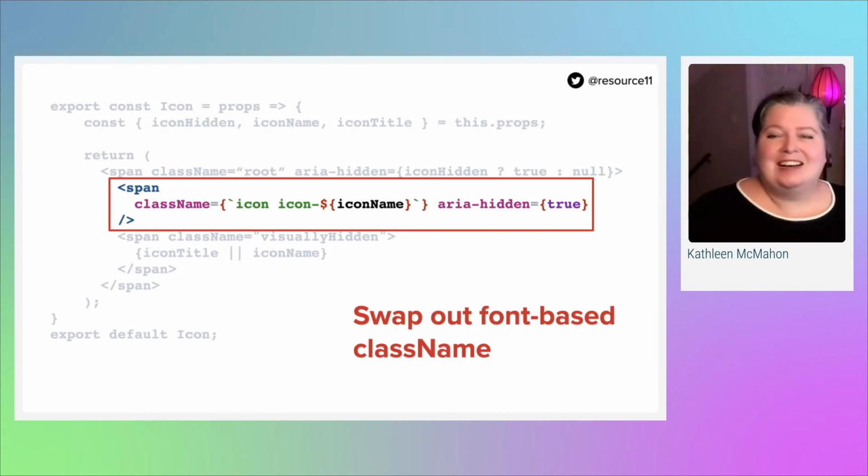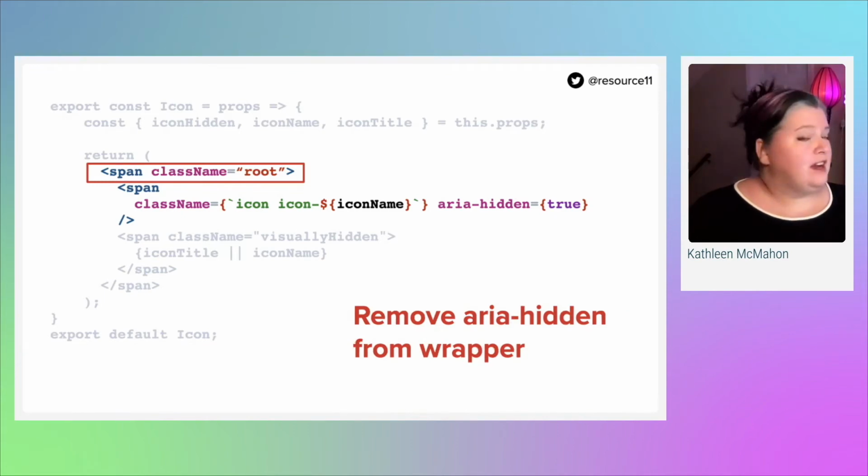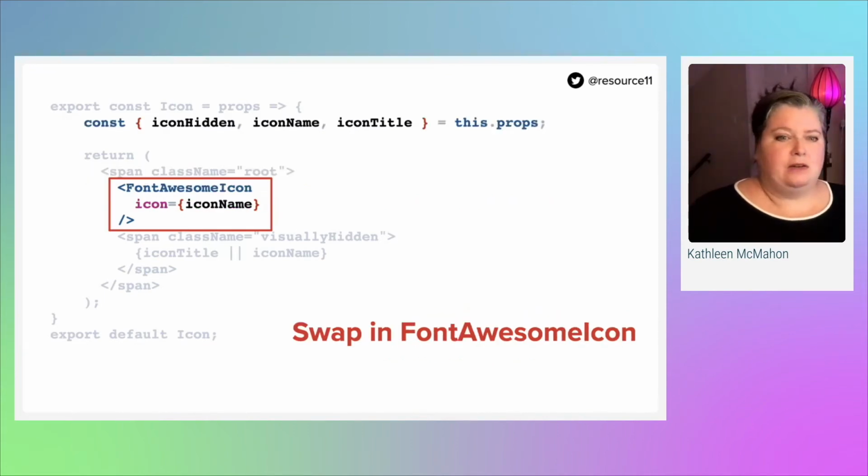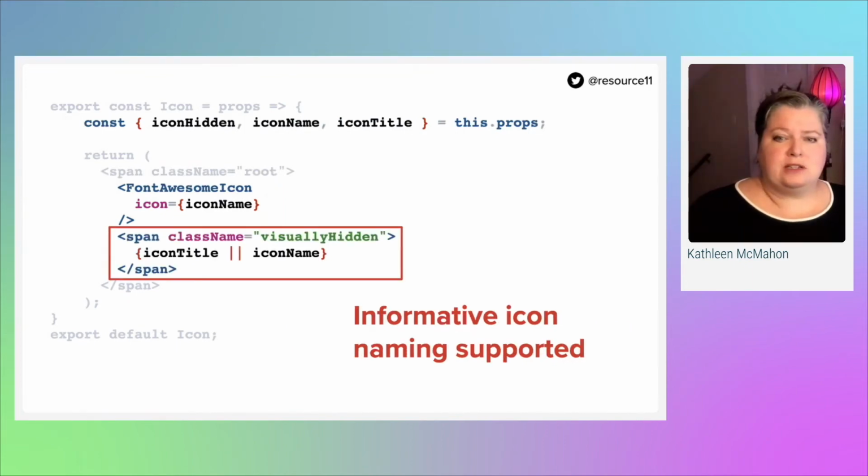So we're going to swap out that CSS class. Then you can remove the unnecessary ARIA hidden from the wrapping span here. And by swapping in this Font Awesome component, you can leverage the visually hidden span to make your icon informative.